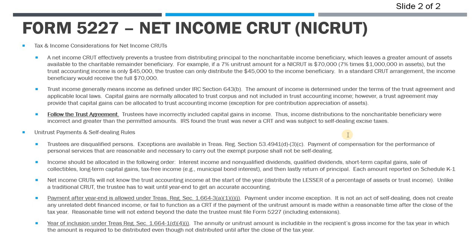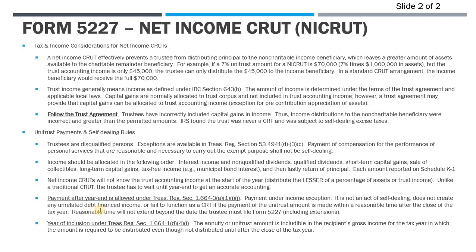Now, some Unitrust payment and self-dealing issues here. The big ones, as I've touched on, are when to make the payments and how to calculate them. So, payments after the end of the year. Net income CRUTs will not know the trust accounting income at the start of the year, but you still have to distribute the lesser of these two amounts. And so the Treasury regs have carved out these issues, and they have provided us some relief here.